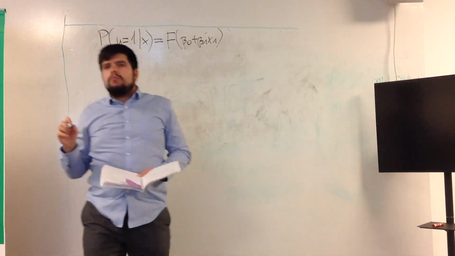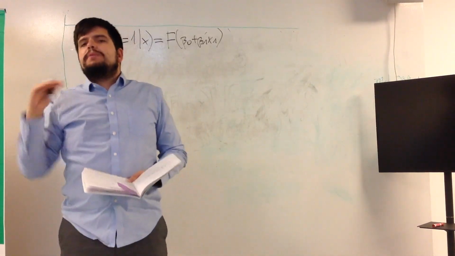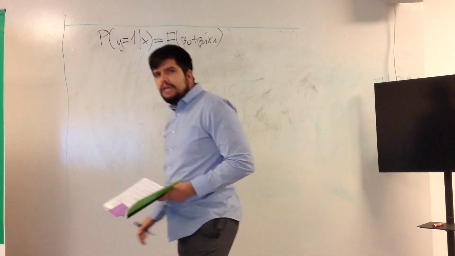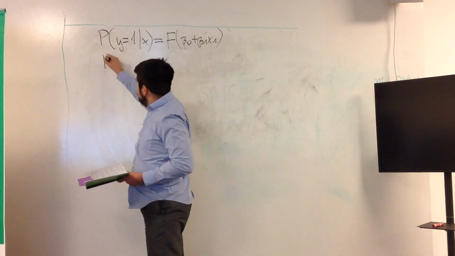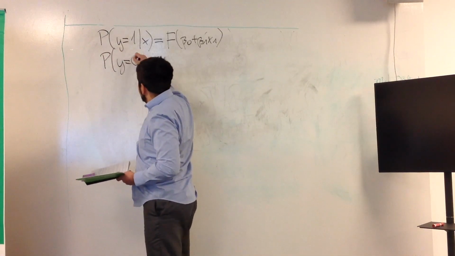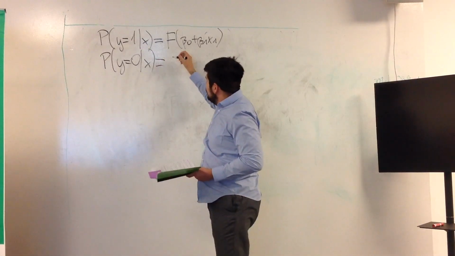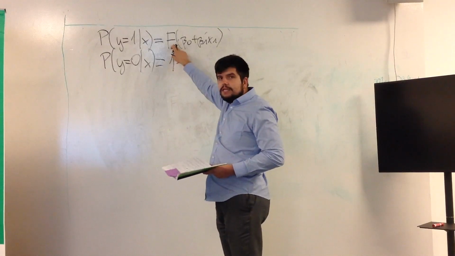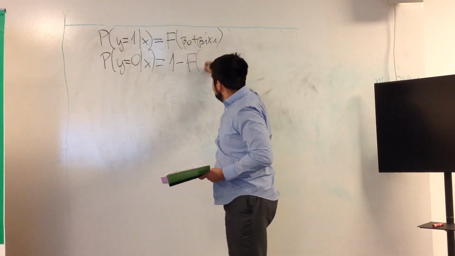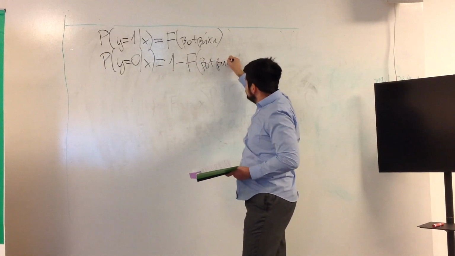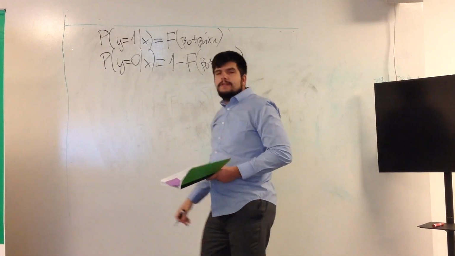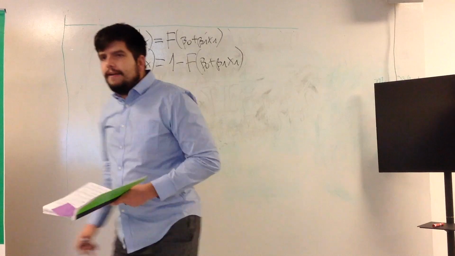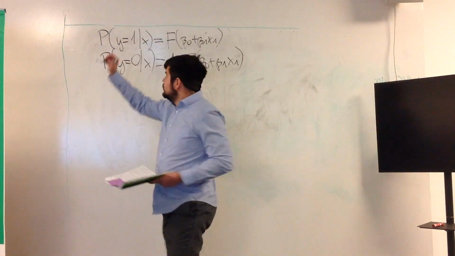So now, can anyone tell us what is the probability of y equals 0? Yes, 1 minus p. Good. So probability of y equals 0 given x is 1 minus this. Okay, and this is a system of equations, all right?